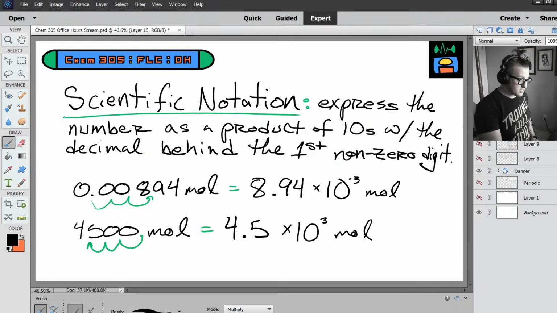Okay, Carenza, for number 4 and 5 in Lab 6, how should I write my answer? Yeah, you can do standard notation or scientific notation. Totally your choice.